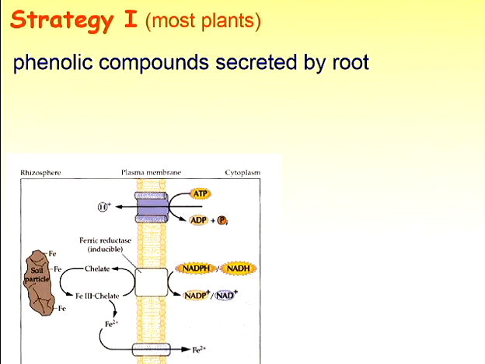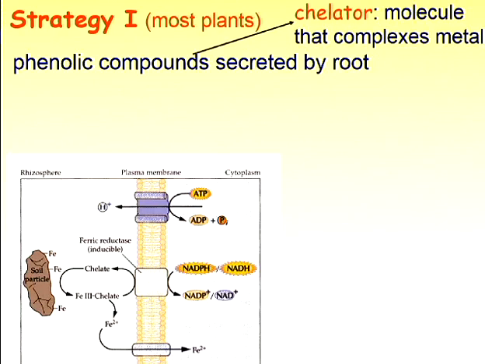Strategy 1 uses phenolic compounds secreted by the roots, and sometimes these phenolic compounds may also be excreted by microbial organisms in the rhizosphere. In any case, phenolic means they're compounds with a ring in them, so also called aromatic compounds. So the concentrations of these kinds of molecules, from biological origin, whether it's plants or microbes, are correlated with the availability of iron.